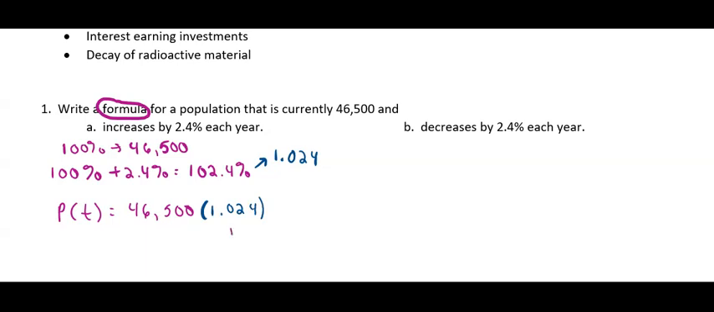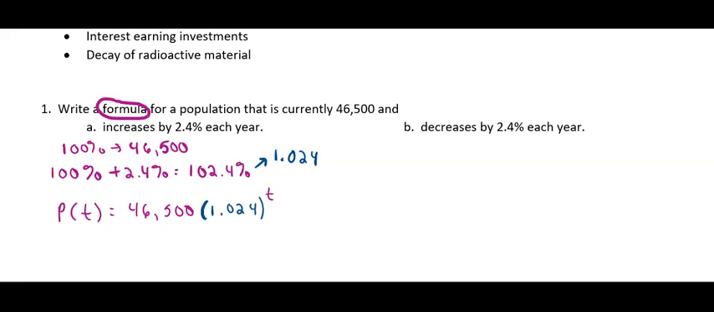So this would be year 1. So this would be year 0. We would have 46,500. And then if we had another year, we'd have 1.024. And that would tell us after 2 years. And then another year, 1.024. And that would tell us after 3 years. Continuing to make these parentheses is not feasible. So what we can do is we can look at this and we can say that it's being raised to the power of however many years we have. So in our case, it would be raised to the power of t. So our formula then is going to look like 46,500 times 1.024 to the t, where t is our years.